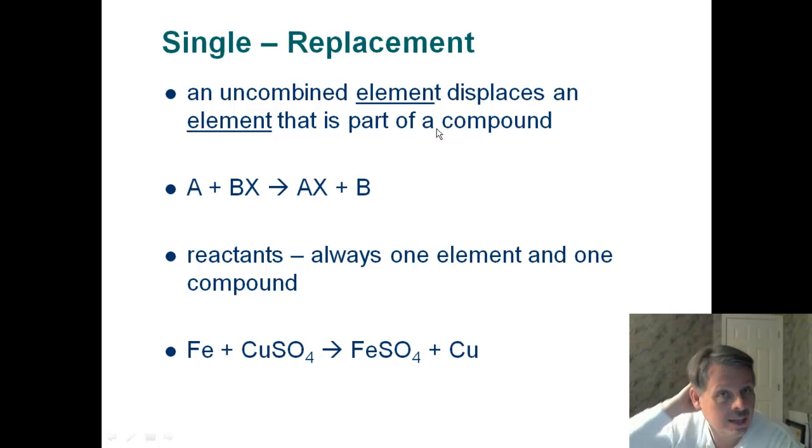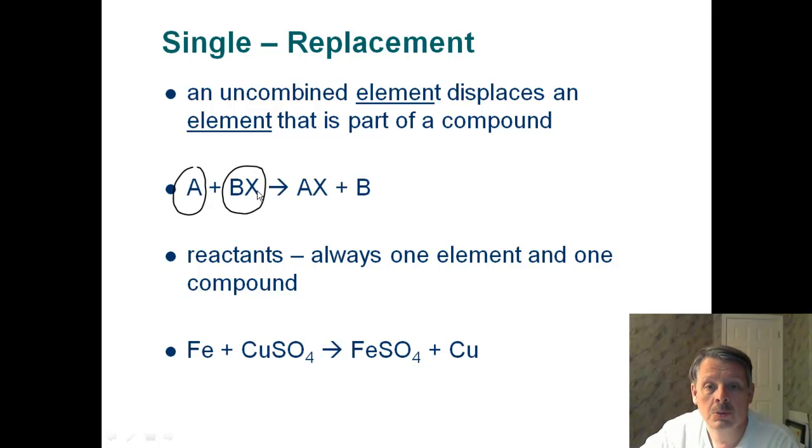So let's look at that in chemistry. An uncombined element displaces an element that's part of a compound. So here we have an element that's A, and here we have our couple over here who is BX. And what happens is A and B switch places. For whatever reason, and we're going to talk about that in our next podcast, A and B switch places. So A bonds with X, and now B is all alone. So how do you recognize a single replacement reaction? Well, the reactants are always an element and a compound. And the products, similarly, are going to be a compound and an element.